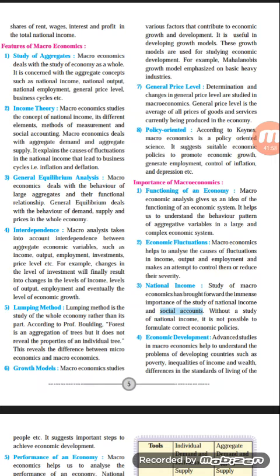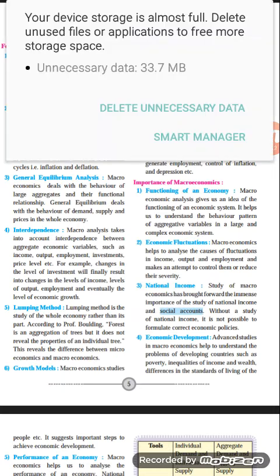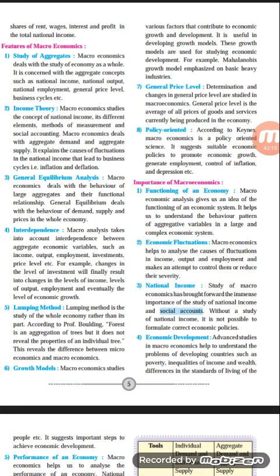The third one is a general equilibrium analysis. Obviously, when the demand and supply curves intersect each other, at that particular point of intersection, the point of equilibrium is generated. In microeconomics we have seen the partial equilibrium, but macroeconomics uses the general equilibrium. General equilibrium deals with the behavior of demand, supply, and the prices in the whole economy. Demand for goods, supply for goods, and the prices that prevail for that commodity in the whole economy.